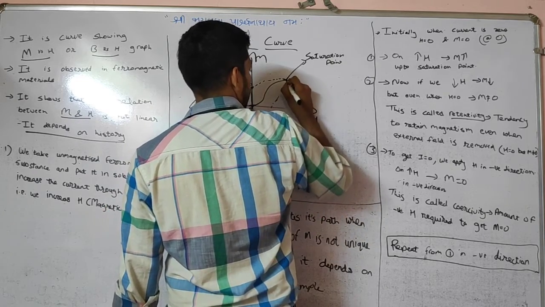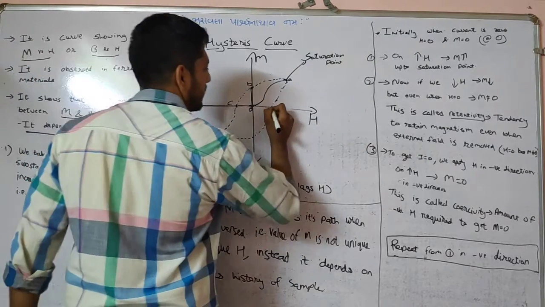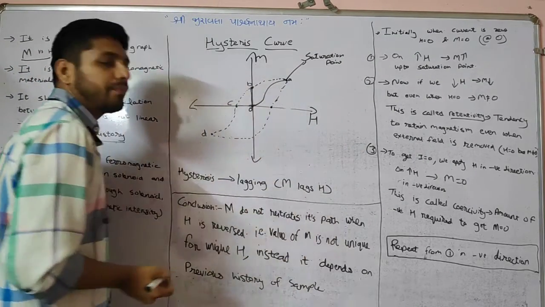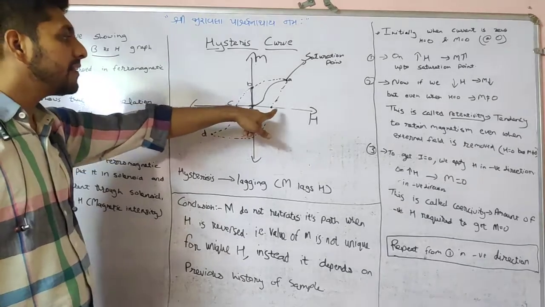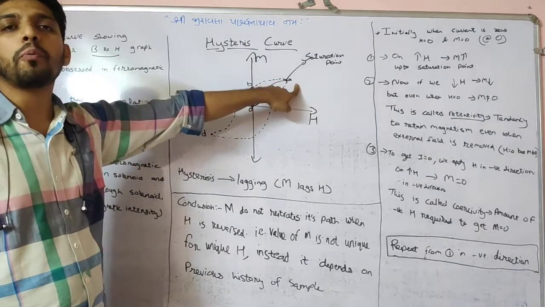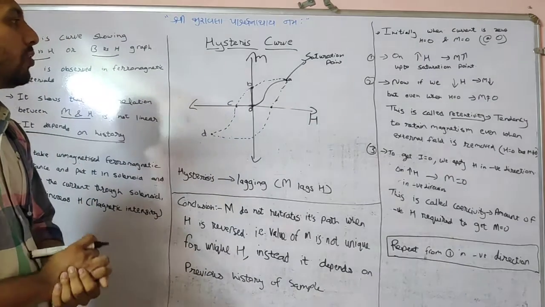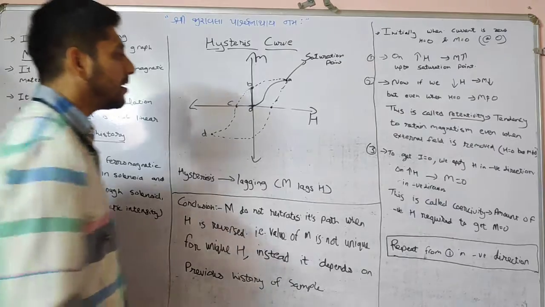It will try to align the dipoles in the previous direction. At this point we will get once again 0. Once again we will get a magnetic field that is equal to 0, and if we keep on increasing it will come to the point A, which means that it will complete the loop. So from here if we start, what happens in the initial thing?